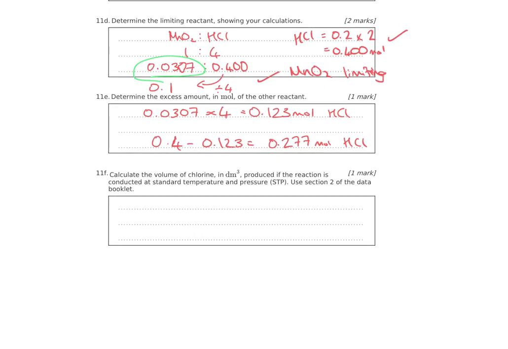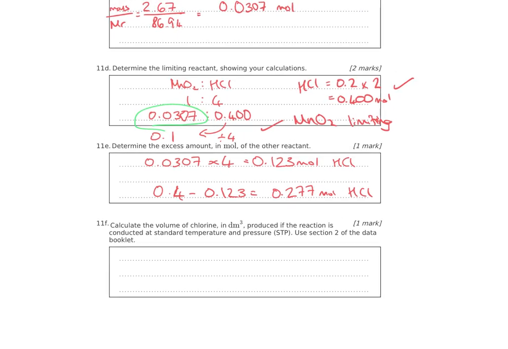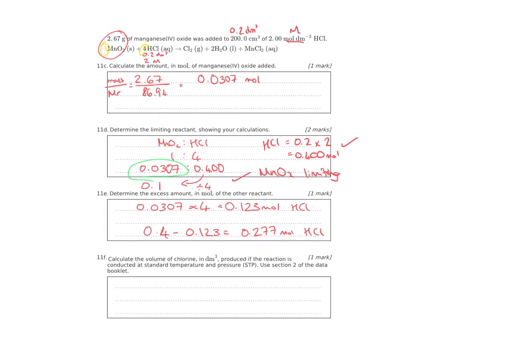Calculate the volume of chlorine produced, the reaction is conducted at standard temperature and pressure. So again, I'm always using that limiting. So my MnO2 to Cl2 is a 1:1. So it's going to be 0.0307 moles of Cl2. How do I work out my volume? It tells you to use section 2. It's 22.7. So 0.0307 times 22.7 is going to give me 0.697. And remember, that's always in decimeters cubed. Okay, and it doesn't ask me to do it another way.